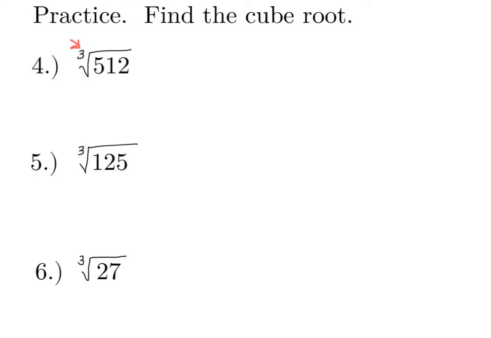I know 512 is 8 cubed, meaning that the cube root is 8. For 125, that is 5 cubed, meaning that the cube root is 5. For 27, that's 3 cubed. So for the perfect cube of 27, it has a cube root of 3.